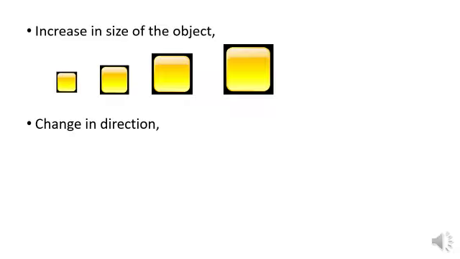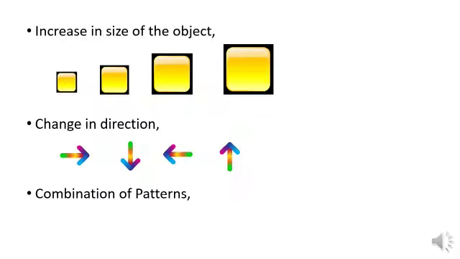The next type of pattern is change in direction. This is really easy to understand. If we have a right arrow, the direction can be changed. So we can have a down arrow, and again there can be a change in direction. We can have a left arrow and then up arrow. So like this we can create a pattern.